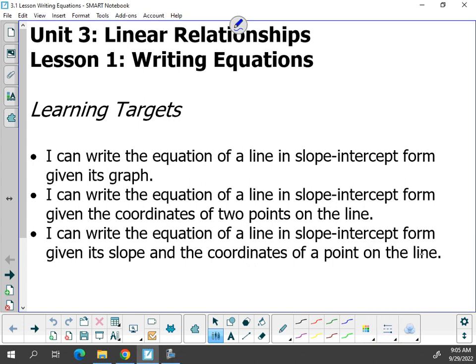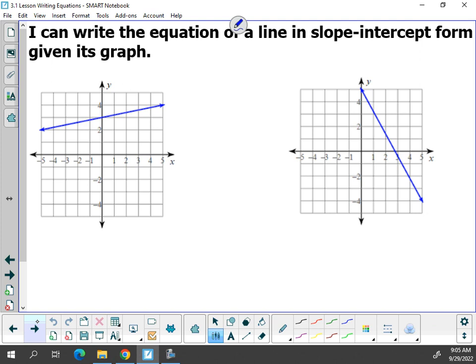Hey all, today we are going to talk about writing equations. So far we have graphed equations and now we are going to write equations. And when we were looking at graphing equations, we were looking at them in this form, y equals mx plus b. And that is called the slope-intercept form.